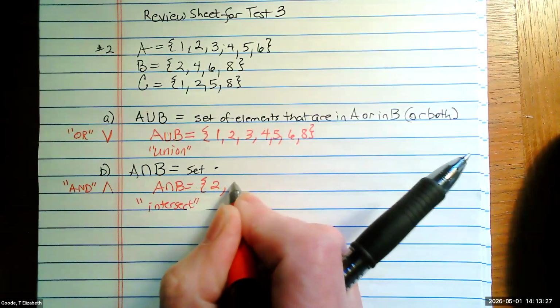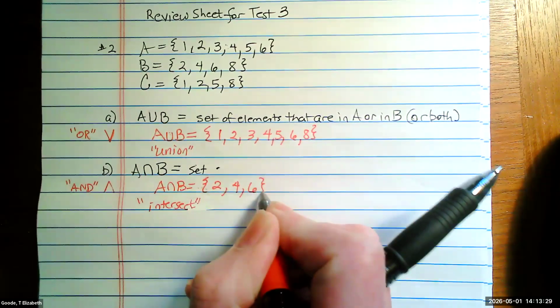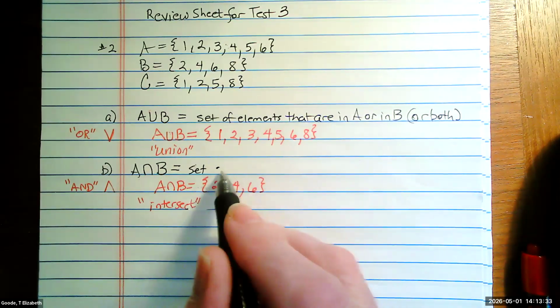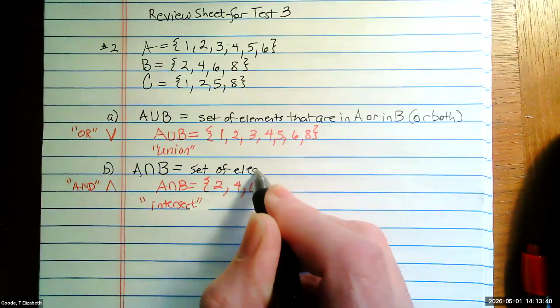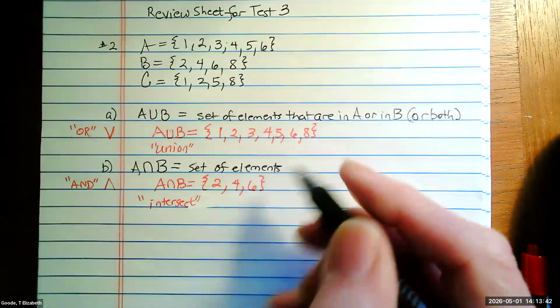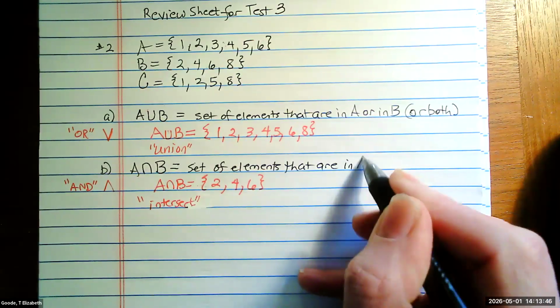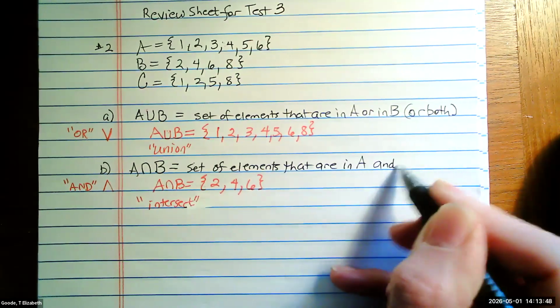You gave the right answer. It's 2, 4, and 6. Those are the elements that are in A intersect B. But with words, can you write the words? Yeah, the set of elements that are in A and B. Okay, good. The set of elements that are in A and in B.